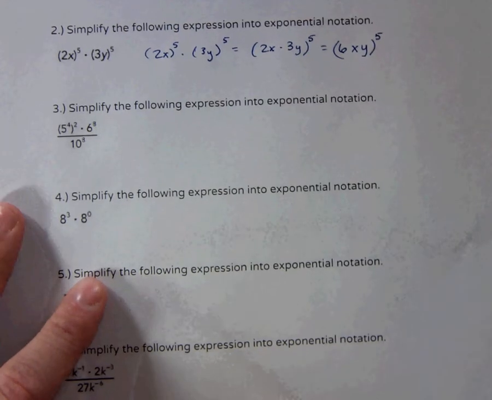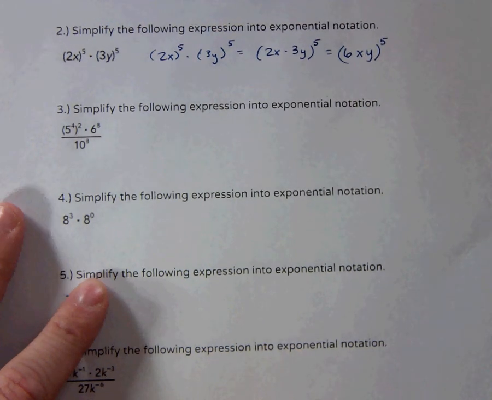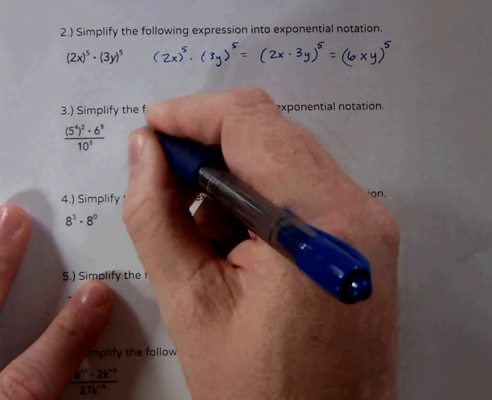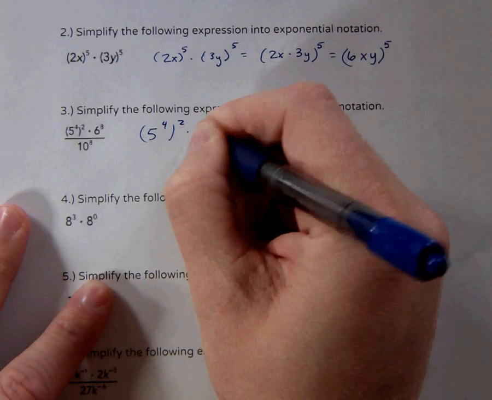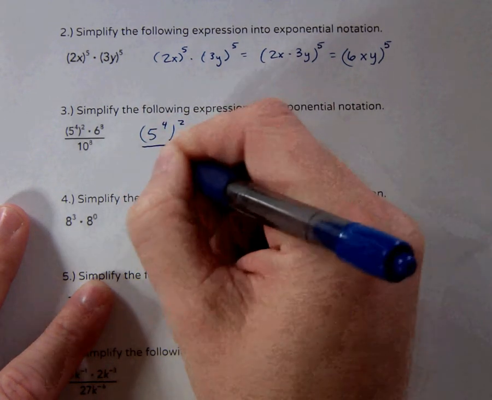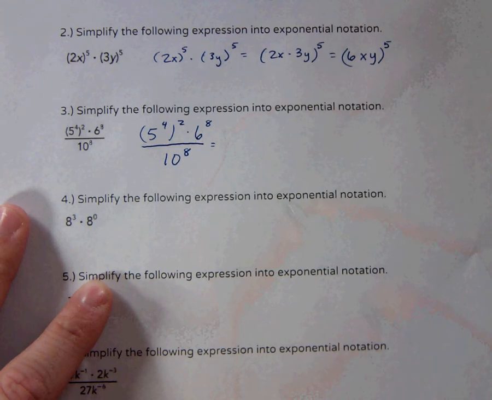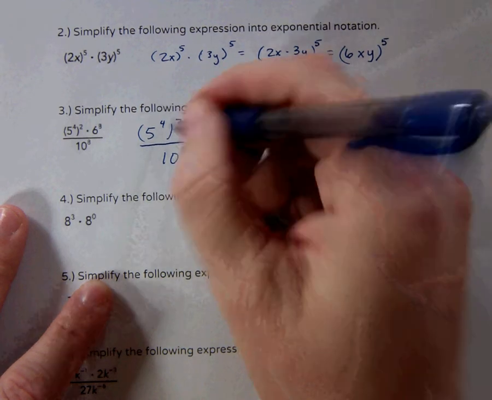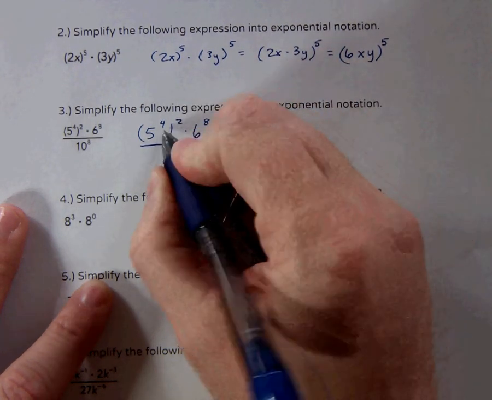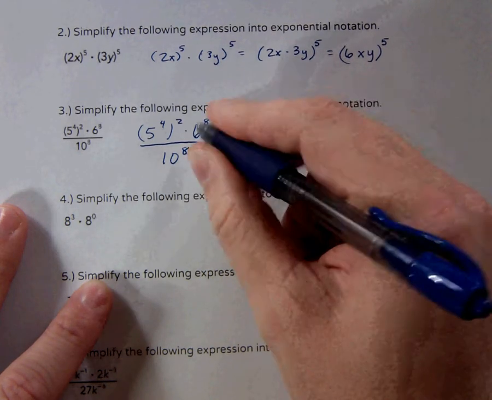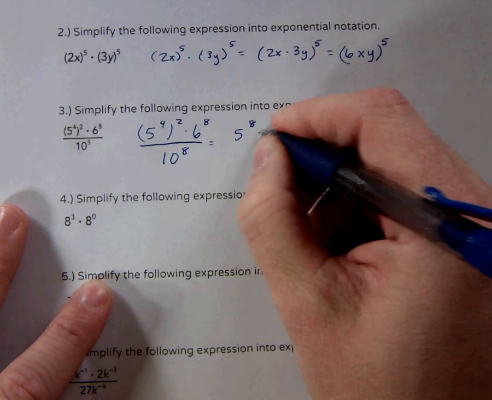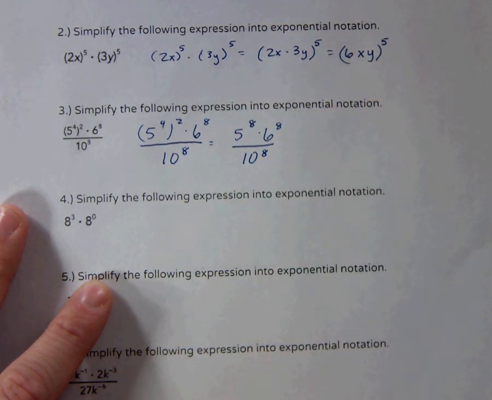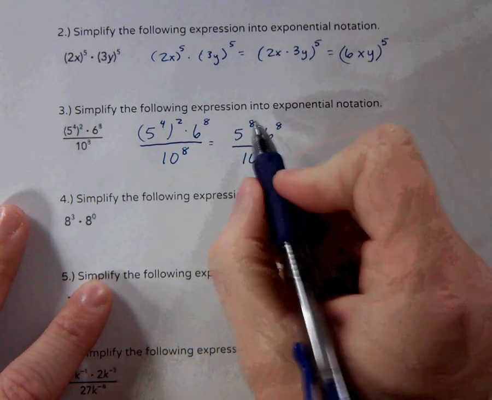This next one, simplify the following expressions into exponential notation. So this is 5 to the fourth power, squared, times 6 to the eighth power, over 10 to the eighth power. Again, this is nothing new, I'm just kind of reminding you. Using the power of a power rule, this becomes 5 to the 4 times 2, which is 8, so 5 to the eighth power times 6 to the eighth power, all over 10 to the eighth power. And then hopefully we notice that there's just a bunch of eighth powers.